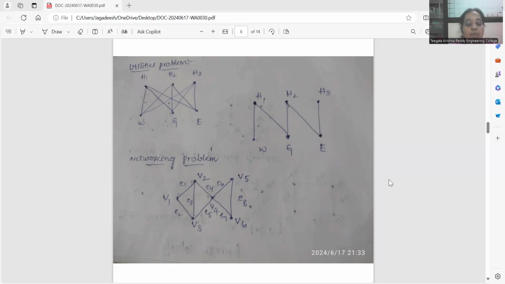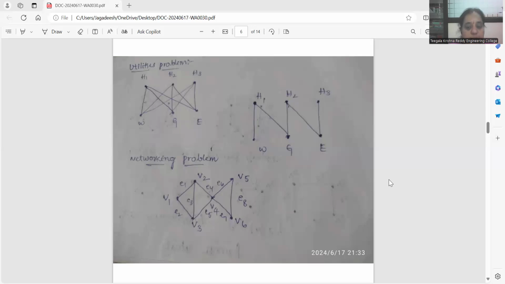We have to provide H1 all 3 facilities, H2 all 3 facilities, and H3 all 3 facilities. The point is here: without crossing edges, is there any possibility to provide each house with the 3 facilities? Now here again I have drawn H1, H2, H3, and the water, gas, electricity. These 3 and the remaining 3 houses and facilities I have denoted with vertices, and the connections I have given through edges.